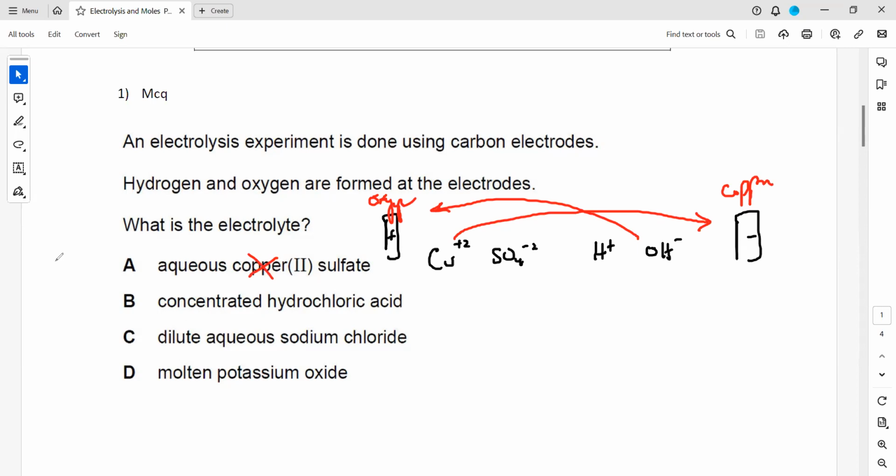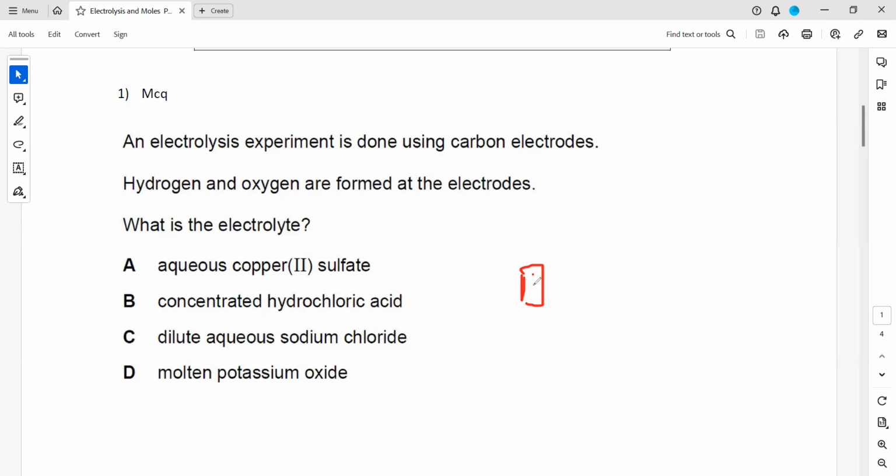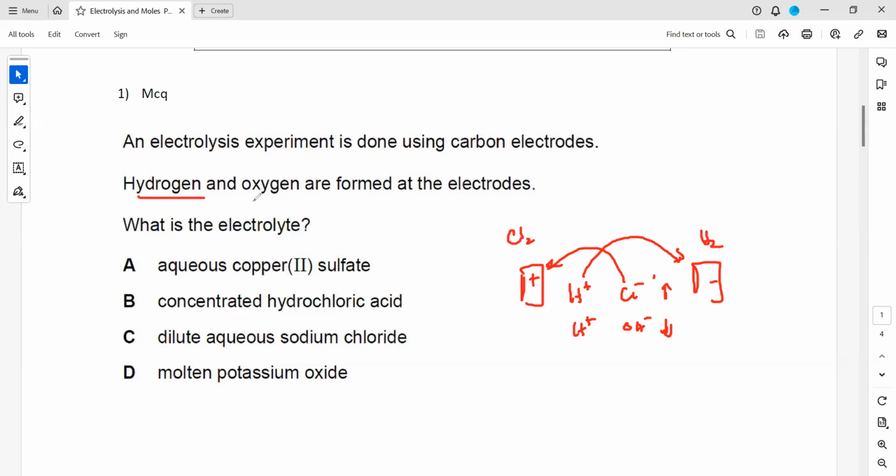When you check option B, if you're doing concentrated hydrochloric acid electrolysis, you have two electrodes. Hydrochloric acid contains H ion, Cl ion, and aqueous H and OH ions. Hydrogen ions are attracted towards the cathode, but it's concentrated, so we check the amount. Chloride ions are more and hydroxide ions are less, so chloride ions will move towards the anode. As a result, one of the products will be chlorine, and another product is hydrogen. But we want hydrogen and oxygen as the products, so it cannot be B.